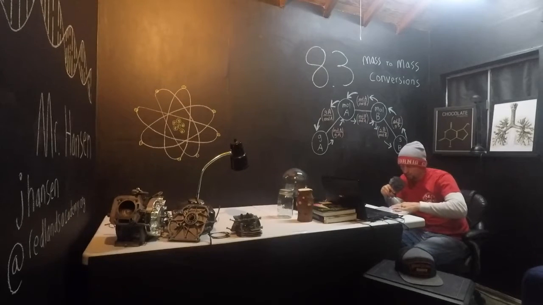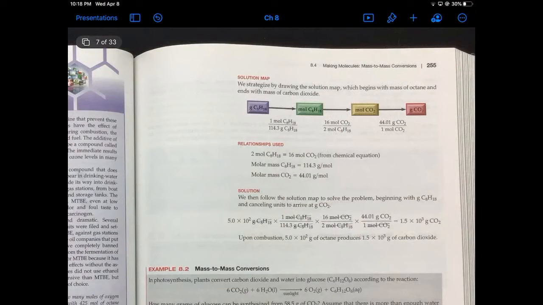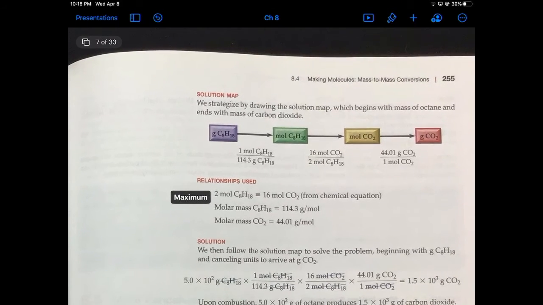So here you go. You can see you have a solution map there that goes from the purple box to the green box to the yellow box to the red box. All they did was put the units there to say we need to go from grams of octane to moles of octane, then moles of octane to moles of CO2, and then from moles of CO2 to grams of CO2. To go from grams to moles of a substance, you're using molar mass. You can see there, it's 114.3. They've done the dirty work for us.